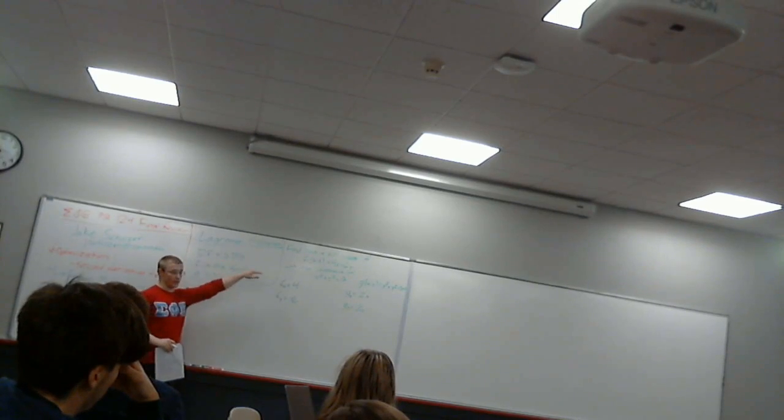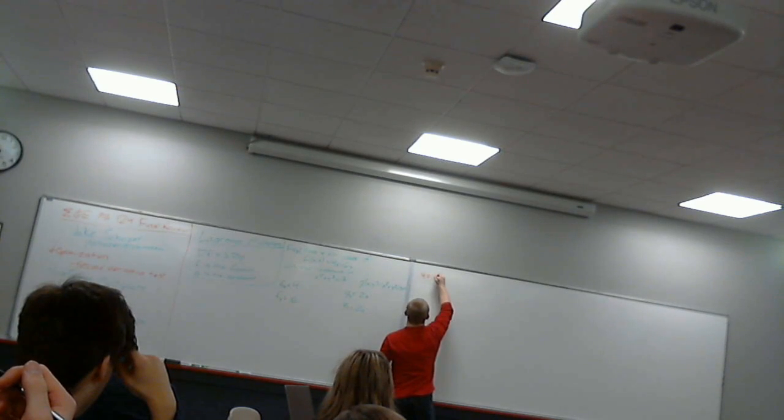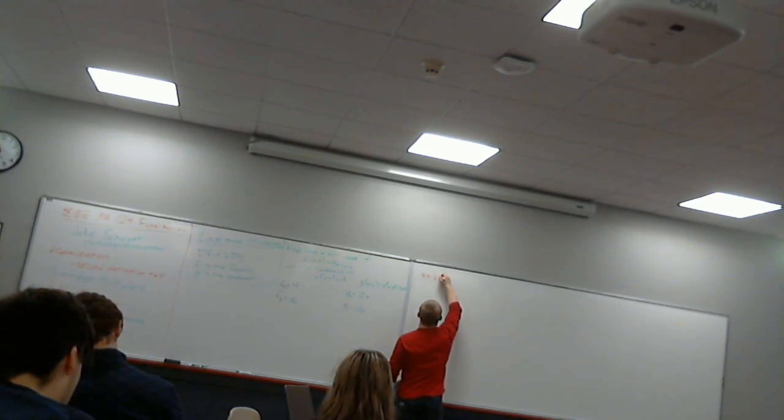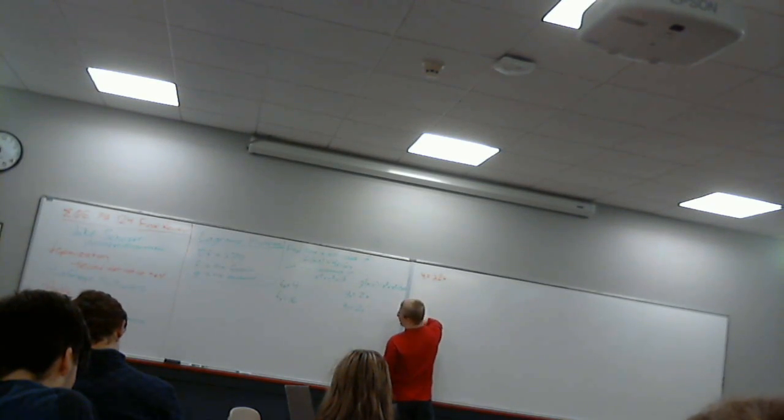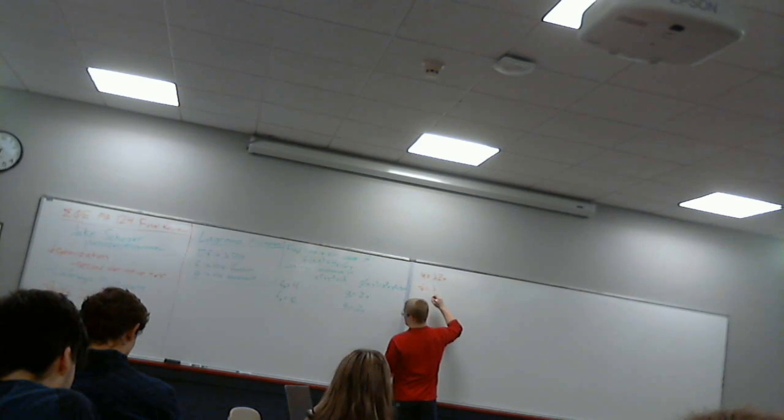And now I set my gradient of f equal to lambda times my gradient of g. So I have my f of x, which is 4, equal to lambda times 2x. And I have my f of y, which is negative 6, equal to lambda times 2y.